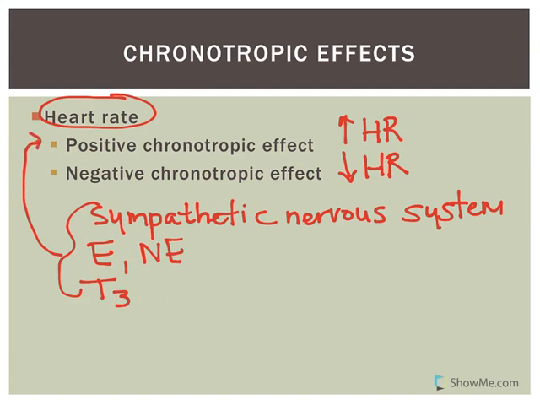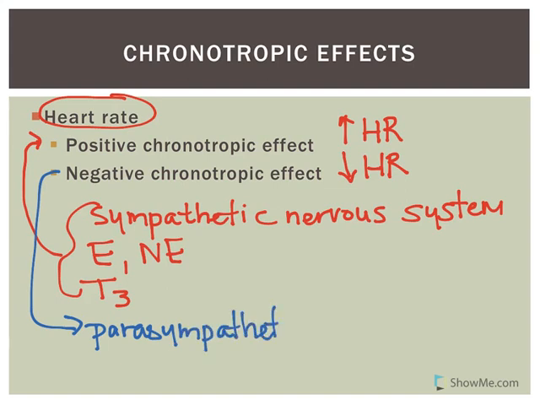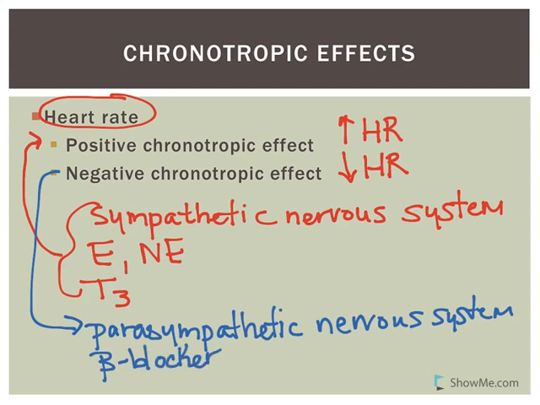Those that cause a negative chronotropic effect would be the parasympathetic nervous system, specifically the vagus, because the vagus is the cranial nerve that innervates the heart. So the parasympathetic nervous system, and also things like beta blockers, which are medications that we'll look at a little bit later, and a medication called digitalis can also decrease heart rate.